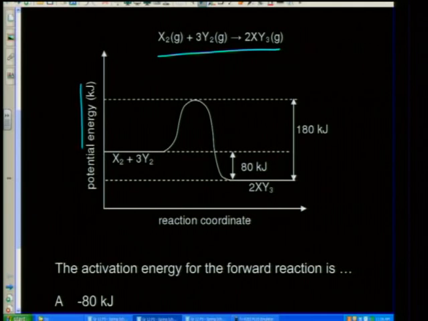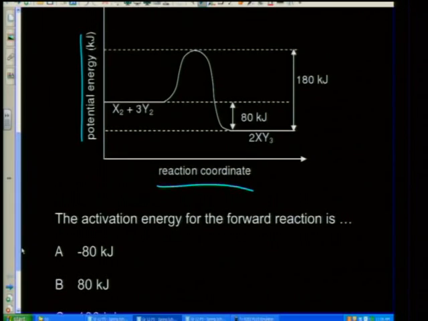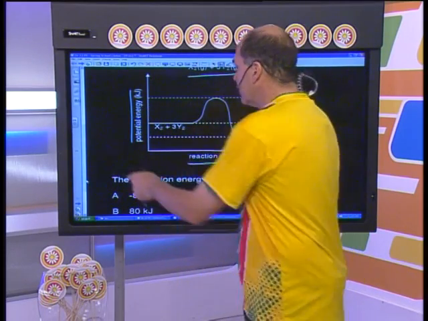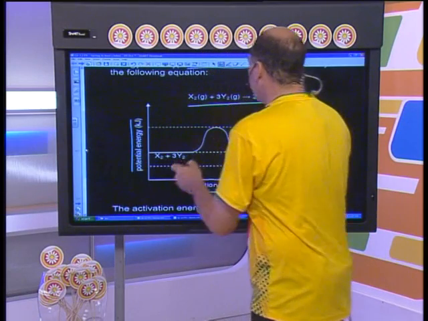We recognize we've got potential energy in kilojoules here. This is the reaction coordinate, and you should recognize straight away what we're dealing with here. This is what I like to refer to as an energy profile. When you get one of these, in your head you need to start thinking, what am I being told about the reactants? What am I being told about the products? What am I told about the type of reaction? Let's just go back and make sure that we've got that all sorted out.